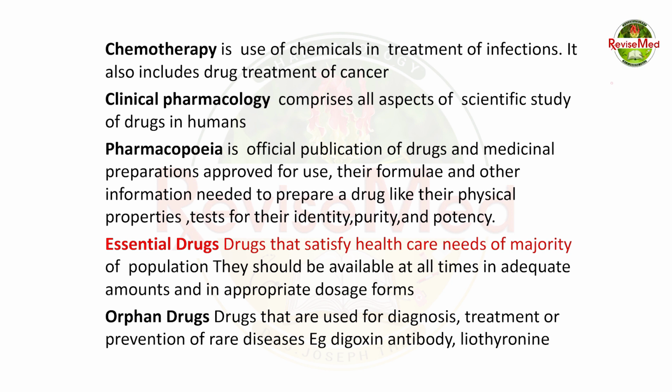Essential drugs are drugs that satisfy healthcare needs of majority of population. They should be available at all times in adequate amounts and in appropriate dosage forms. Orphan drugs are drugs that are used for diagnosis, treatment or prevention of rare diseases. Example, digoxin antibody, liothyronine, etc.